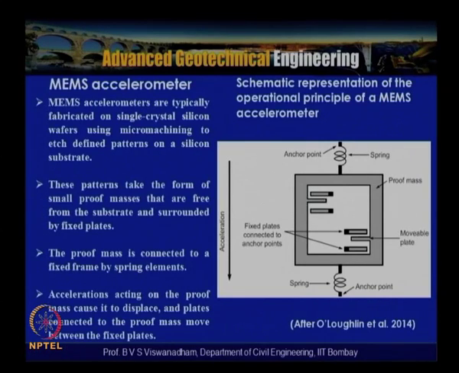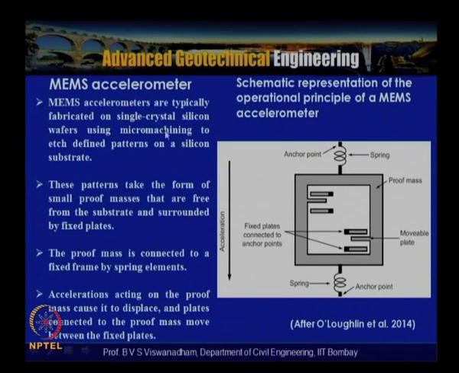Here we see a schematic representation of the operating principle of a MEMS accelerometer. This is the proof mass, and there is one anchor point where a spring is attached and another anchor point where another spring is attached. There are fixed plates, and then there is another moving plate, which is subjected to movement depending upon the application of the load.